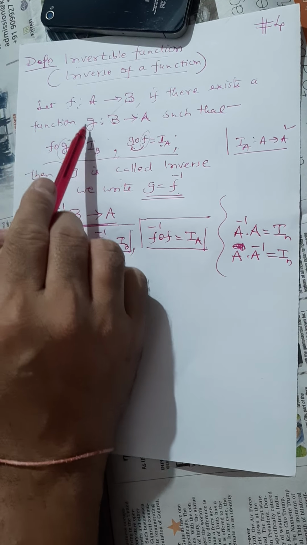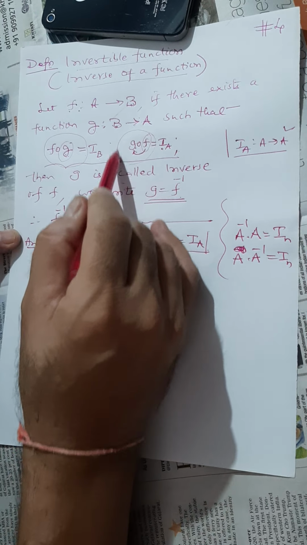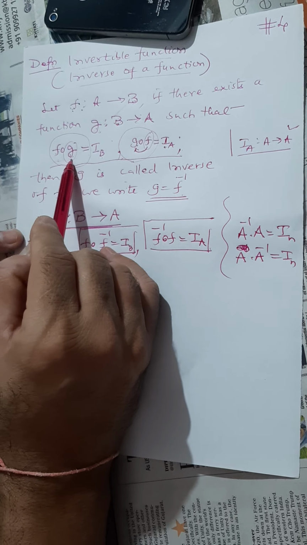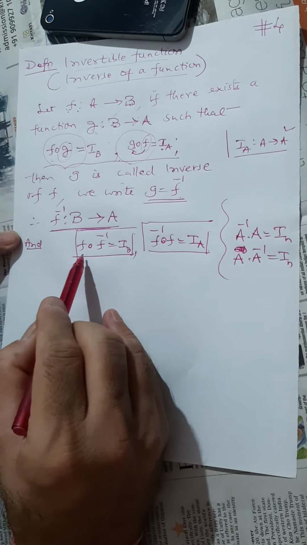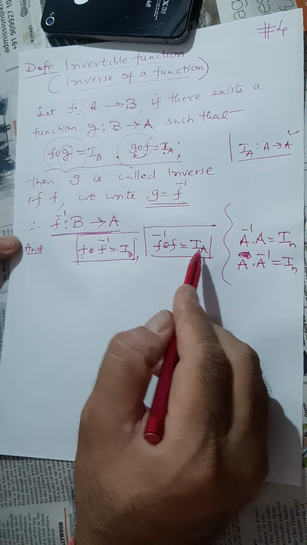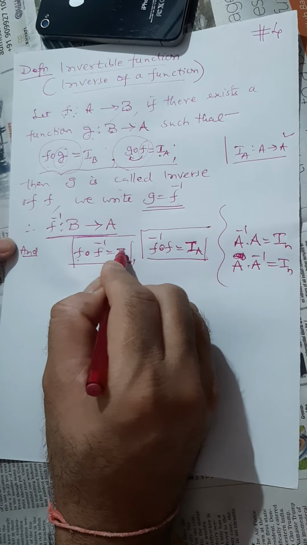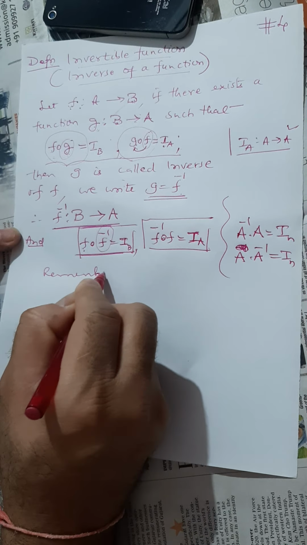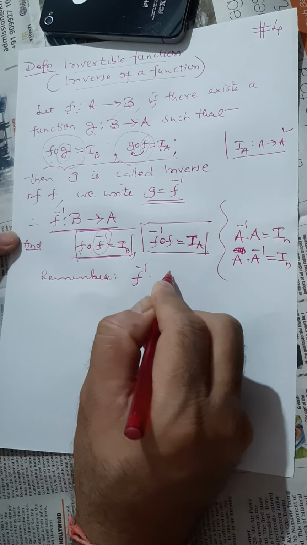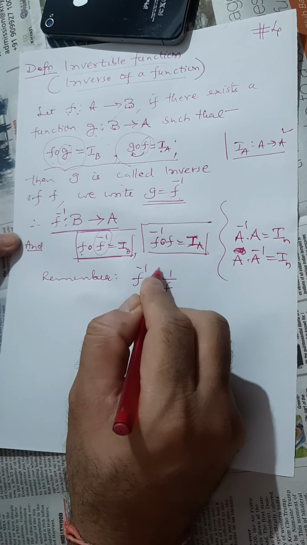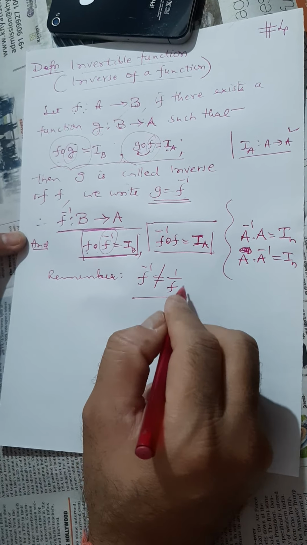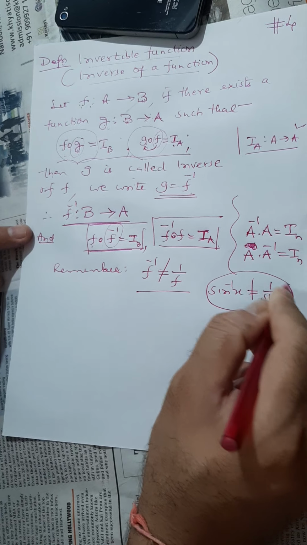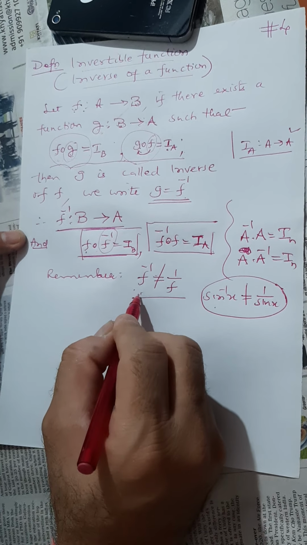Two functions are said to be inverse of one another if their composition equals identity. I repeat, two functions are said to be inverse of one another if their compositions f of g and g of f both are identity functions. So if f of f inverse and f inverse of f both are identity functions, then this is known as the inverse of this. Remember one more time, f inverse is not equal to 1 upon f. F inverse does not mean 1 upon f. Even sine inverse x is not equal to 1 upon sine x. This is especially for sine inverse, but here it's for any function in general.